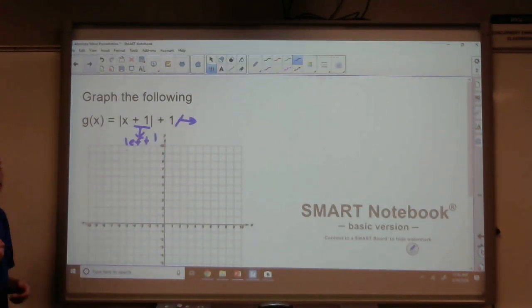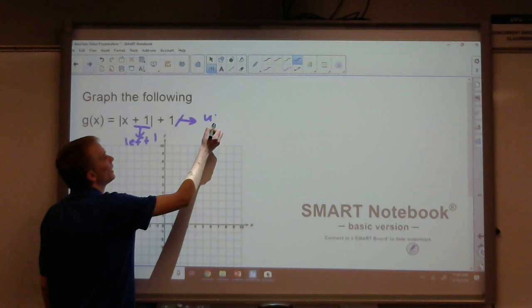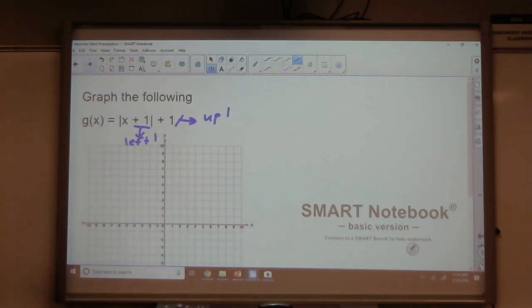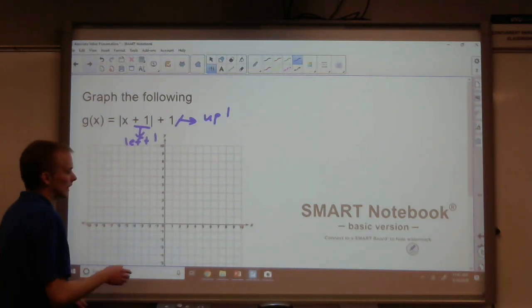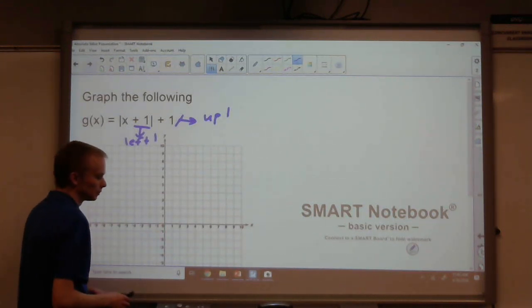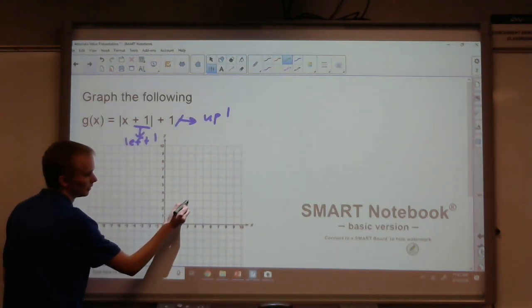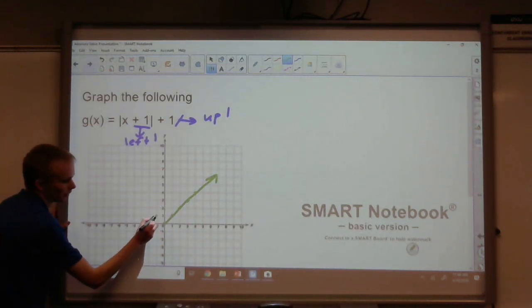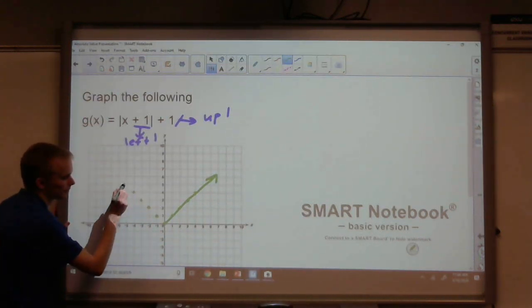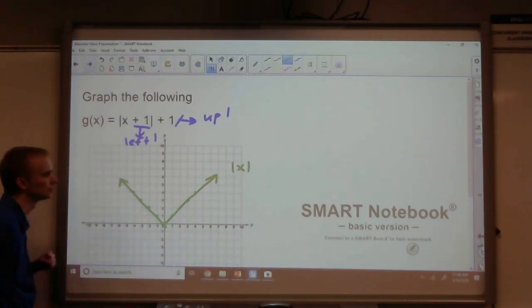What will this be? Take a second and think. What will the plus 1 on the outside do? We go up 1. Okay? So my normal graph is a V at 0. Let me sketch that again. This is my normal absolute value graph, right?